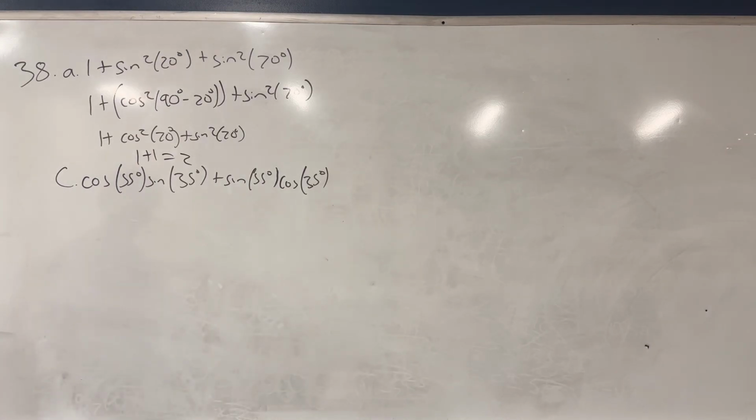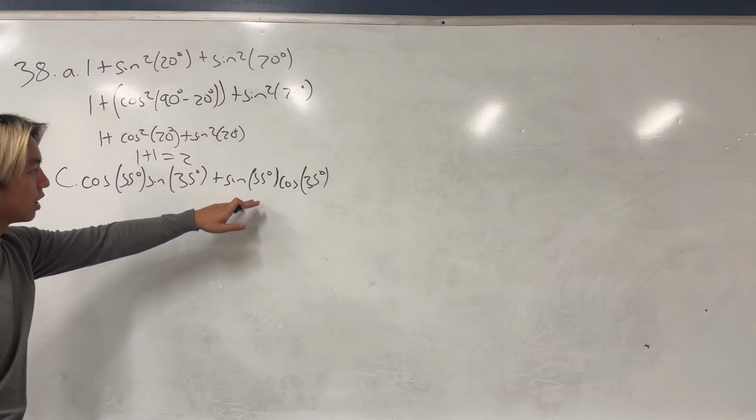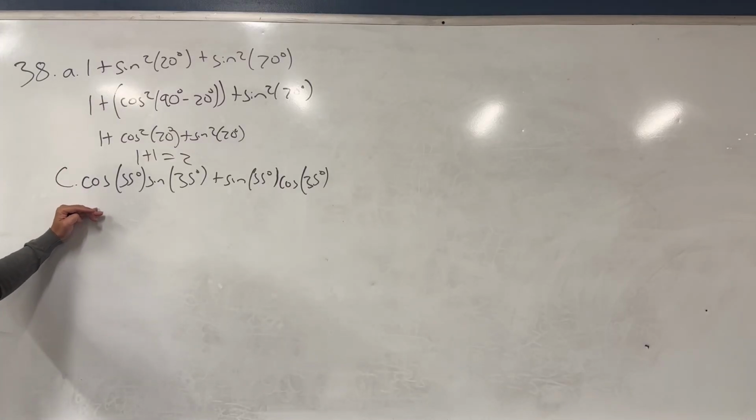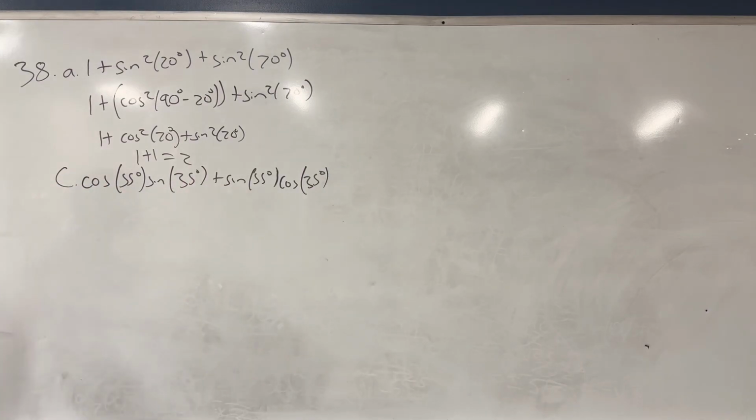There we go. So part C, we have cosine 55 sine 35 plus sine 55 cosine 35. Cool. So when we see stuff like this, anything that's a multiplication of a sine and a cosine, please, for the love of God, just look at the formula sheet. If this looks anything close to something on the formula sheet, it's probably it, right?